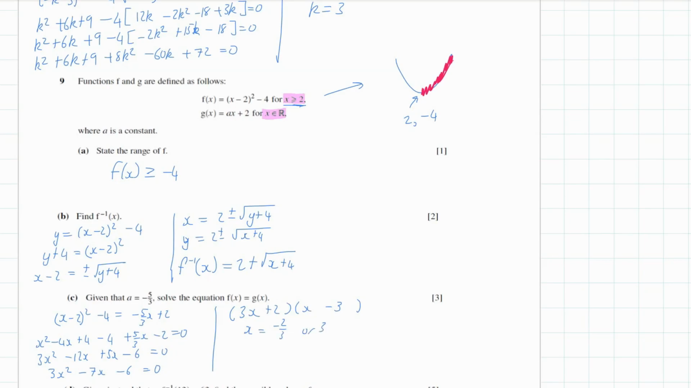Now, be careful at this point, because you need to go back and look at the original domains, which I've highlighted. And we are told that x for the function f(x) has to be greater than or equal to 2. So we can actually ignore that solution, because it's not part of the range, sorry, the domain for f(x). Okay.